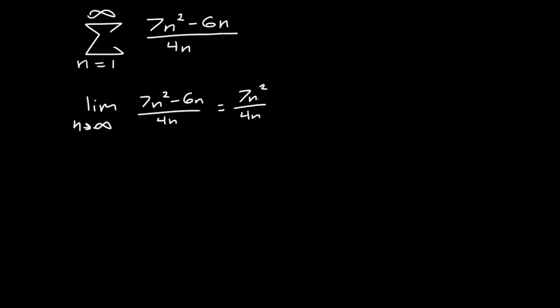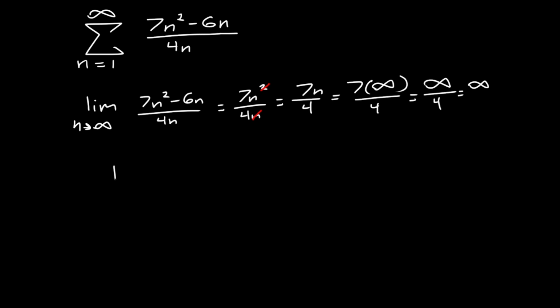So the 7n squared divided by the 4n, we can take out an n and get rid of that. That'll leave us with 7n divided by 4. And then from here, we can plug in our infinity. It's 4n, so 7 times infinity divided by 4. 7 times infinity, that's a really big number, so that's infinity. And then infinity divided by 4, that's also a really big number, so that ends up being infinity. And infinity does not equal 0, meaning that this series diverges.